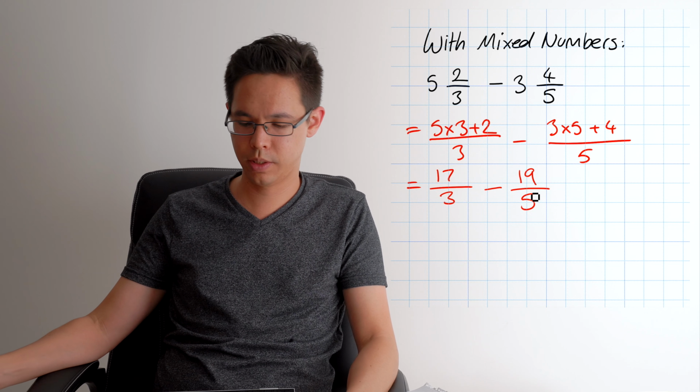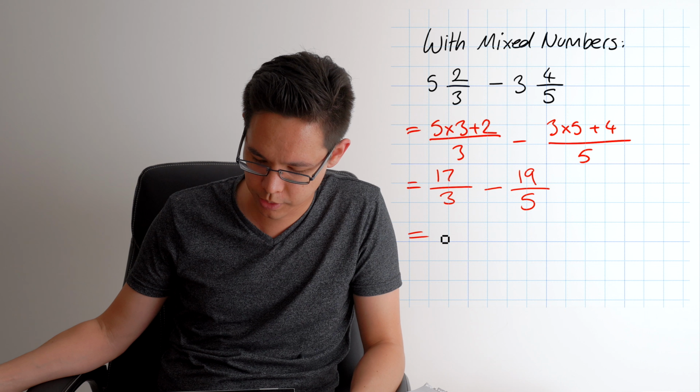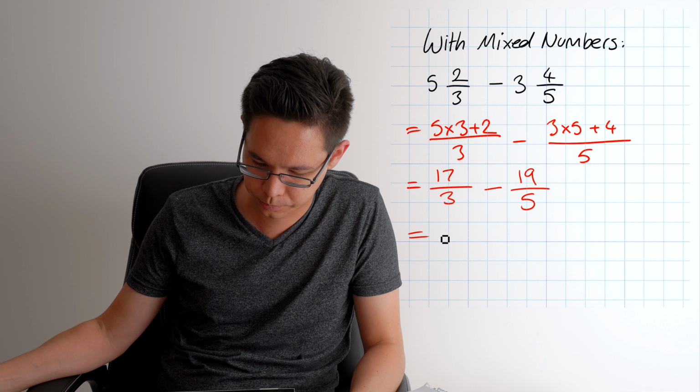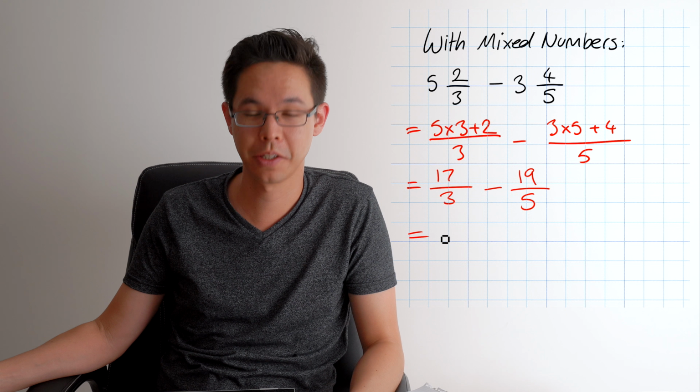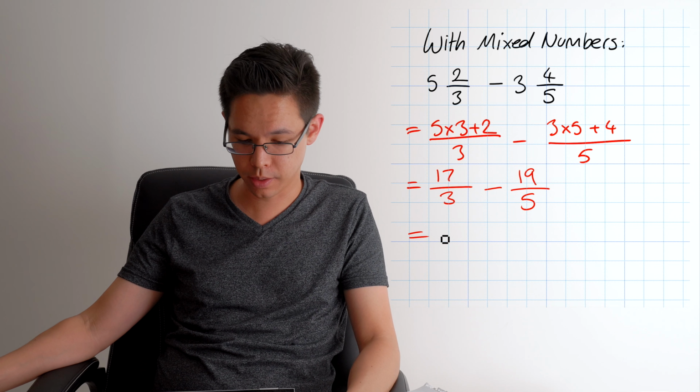Let me double check that. 15 plus 4, yeah, 19. Oh, this is going to be negative, isn't it? 5 times 2. Well, we'll see how that goes. So now I've got the subtraction happening here.